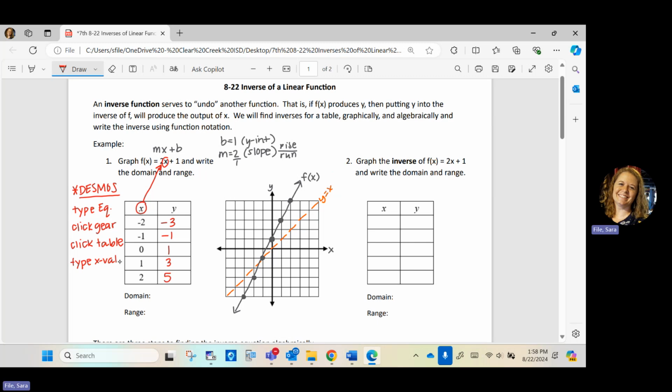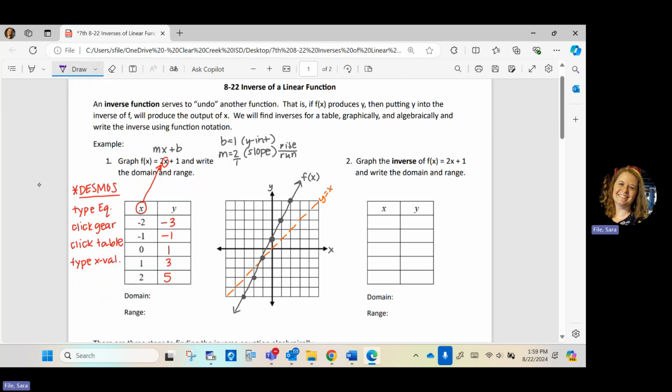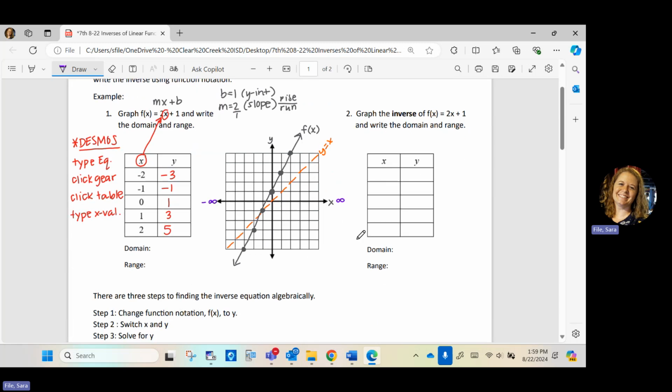All right, what's the domain and range of this graph? That gray line that I graphed, what's the domain and range? We talked yesterday about domain and range of the parent function. And we talked about how it goes on forever to the right and to the left. So what was the domain? -infinity to +infinity, right? This domain is our x's.